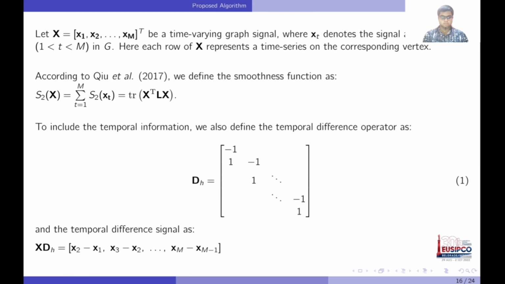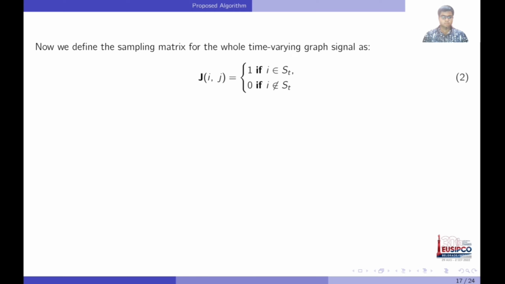Qiu and others also defined a temporal difference operator DH as shown here. The temporal difference operator, when multiplied with the matrix X, gives the temporal difference graph signal. So this is basically the matrix of the differences of the values of the graph signals between each consecutive time. For example, here you can see it is x2 minus x1, x3 minus x2. So each element is the difference of nearby graph signals or sensor readings in our work. They also define a matrix J, which is the sampling matrix.